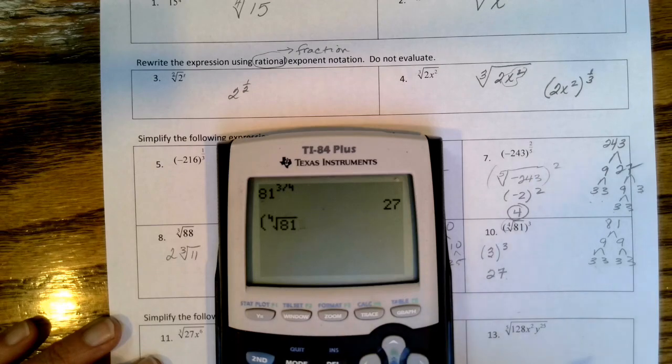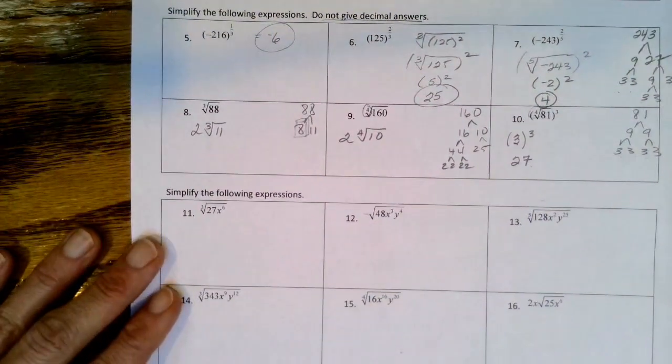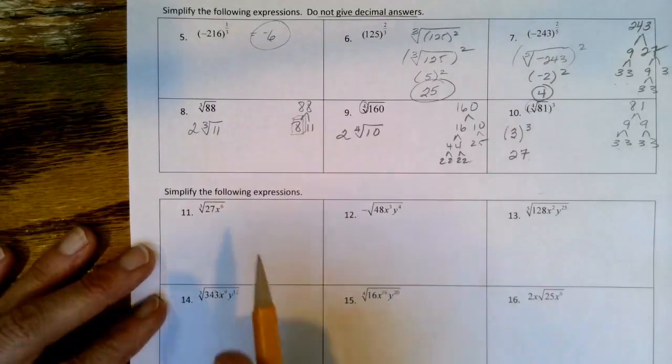Delete. Now I can close my parens and say this is to the 3rd power. So I know I did it right. Okay, let's take a look at simplifying the following expressions.